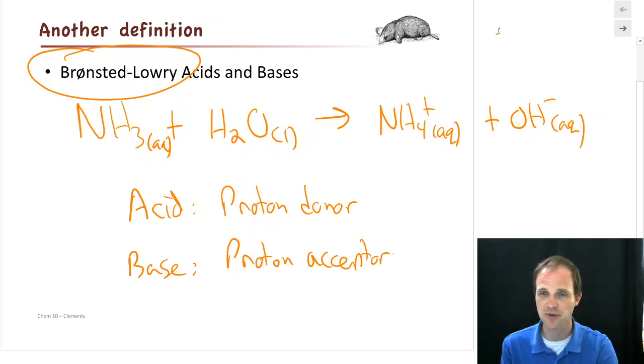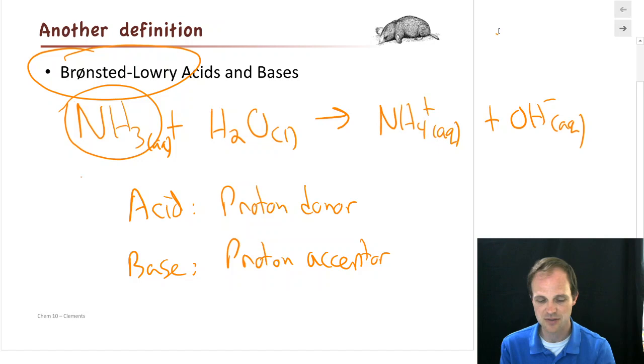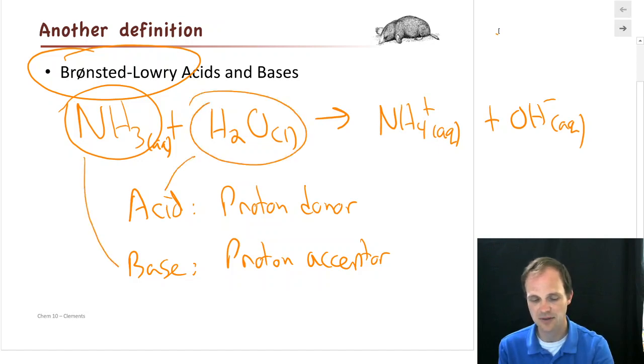Well, remember, what is an H plus? H has one electron. You take it away, all that's left is its proton. And so it's just H plus. H plus donor, H plus acceptor. And so what happened here? Ammonia took an H plus from water and accepted that proton, which makes ammonia the base. Water gave away that proton, which makes water the acid.